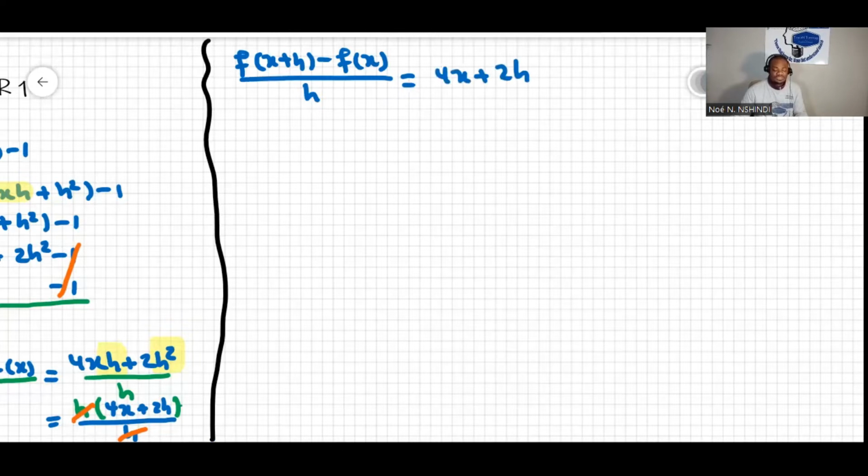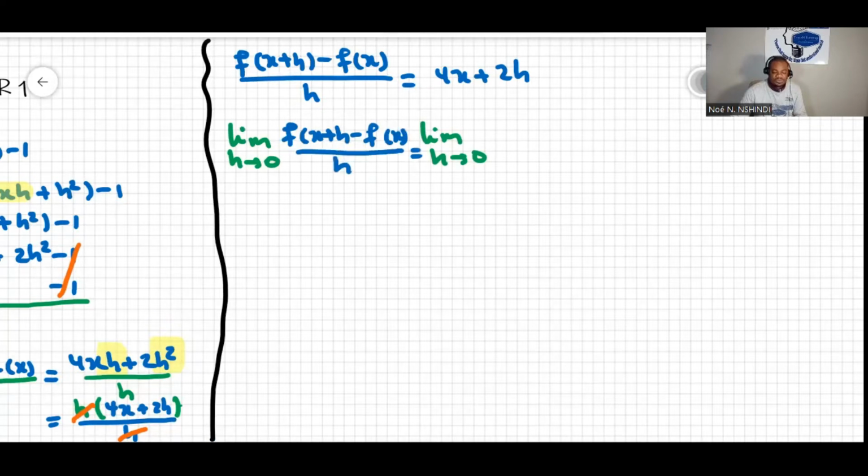Then the next thing to do is to introduce the limits. I'm going to introduce the limit on both sides of the equation, with h approaching 0. Here we have the limit of f of x plus h minus f of x over h equal to the limit of 4x plus 2h. Now to solve this, we substitute h by 0. This will be 4x plus 2 times 0, and this is just equal to 4x.